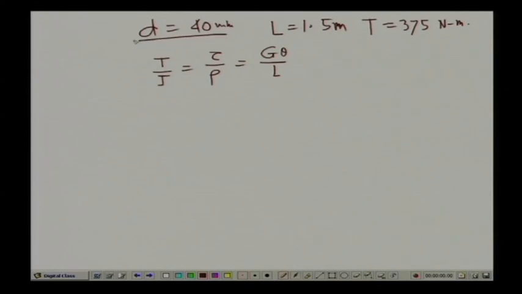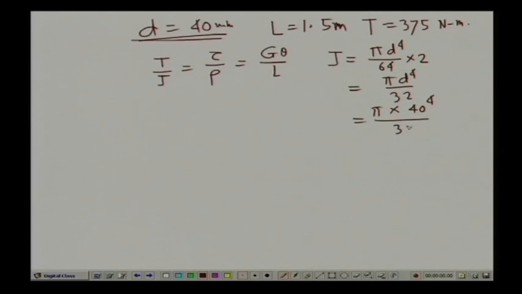Now, for the given bar, the polar moment of inertia J is equal to, now this is pi d to the power 4 by 64 is Ix, and also Iy is pi d to the power 4 by 64. So, twice of that, Ix plus Iy, is equal to pi d to the power 4 by 32. This is the polar moment of inertia, and d being 40, this is equal to pi into 40 to the power 4 divided by 32, so much of millimeter to the power 4. So, this gives us a value of 2.513 into 10 to the power 5 millimeter to the power 4.